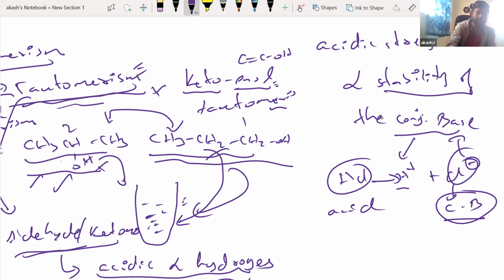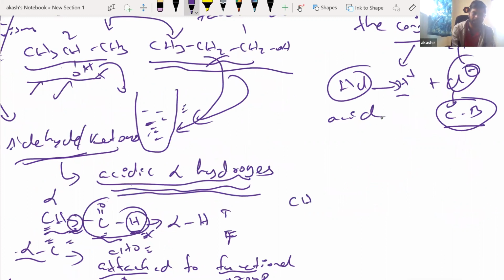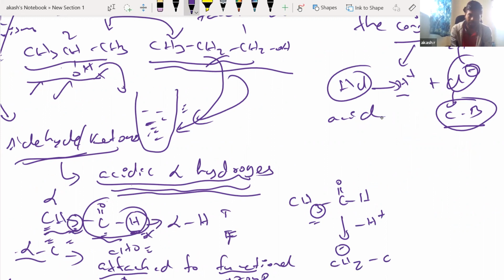Okay, so if I take CH3C=OH, and any one of the hydrogens is removed, minus H+, can I write this as CH2(-)-C=OH? I removed H+, so obviously this has the negative charge. So this is my conjugate base, right? If I can prove that this conjugate base is stable somehow, then I can tell that definitely this H+ can come out.